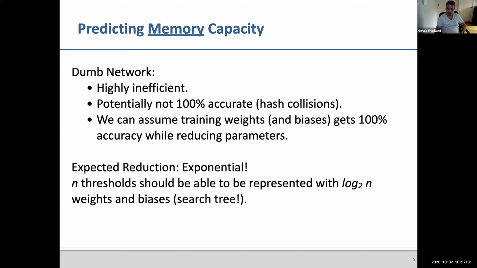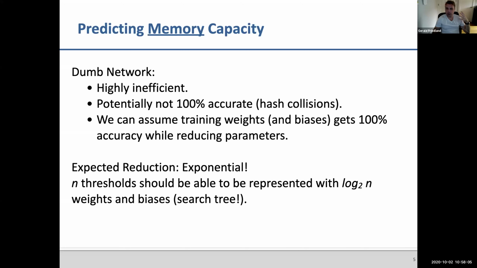That means hopefully we can get to a log 2 n representation. And why is that? Well, because we could also ask ourselves in another way: if we were just memorizing, remember, we're just memorizing, what is the smallest structure that the neural network could implement? And it turns out that would be just a binary search tree. And of course, we know that binary search trees are log 2 n in depth, right?